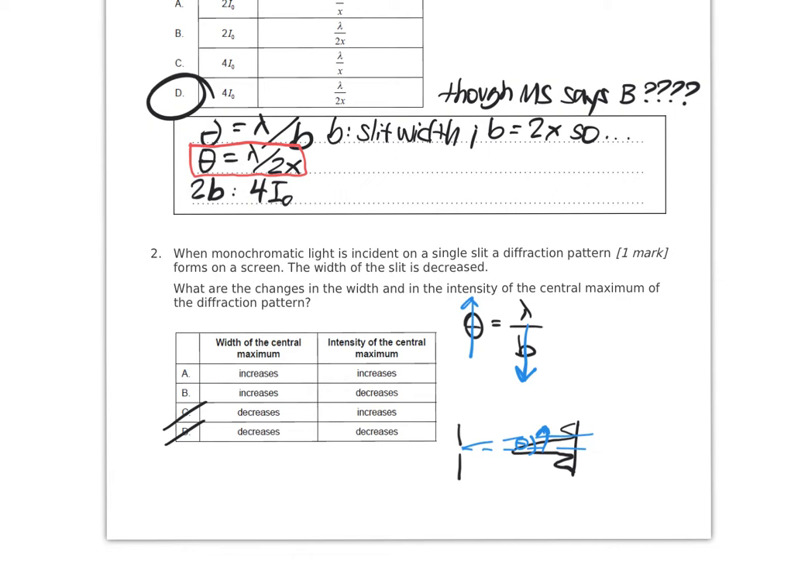Now, in terms of the intensity, again, here's another question that makes reference to the intensity when supposedly it's not in the curriculum. I guess maybe it's kind of secretly in the curriculum.